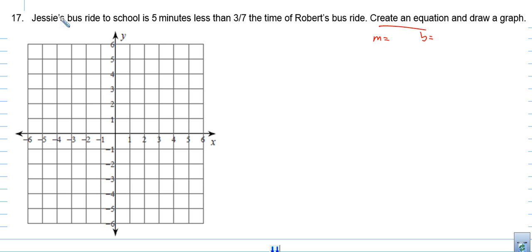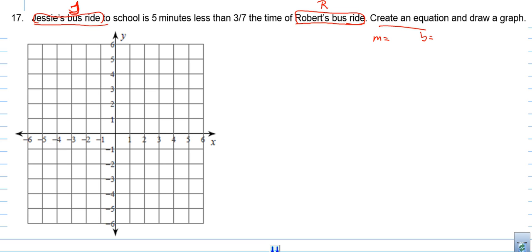Now this is a word problem, so you're going to need to go through and translate. First thing you need to do is figure out what we do not know. Well, we don't know what Jesse's bus ride is. So I like to put relevant variables. So I'm going to put a J. Now my capital J looks like this. And the other thing we don't know is Robert's bus ride. So I put an R for him. Okay? So instead of using Robert's bus ride and Jesse's bus ride, I'll use J and R.